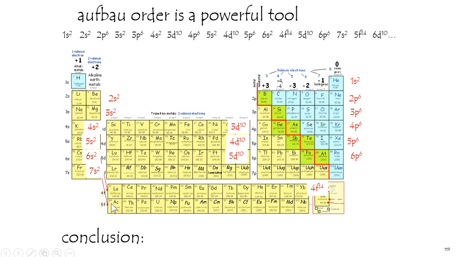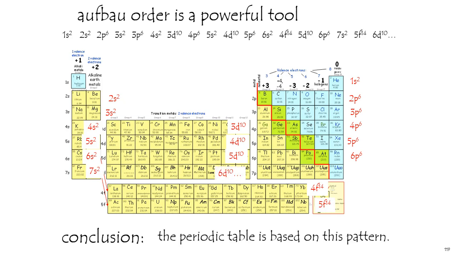number 89 at this point. That must have been 88 there. And so after 7s2, 5f14, then 6d10, 7p6, and that brings us out to the end of the known universe.